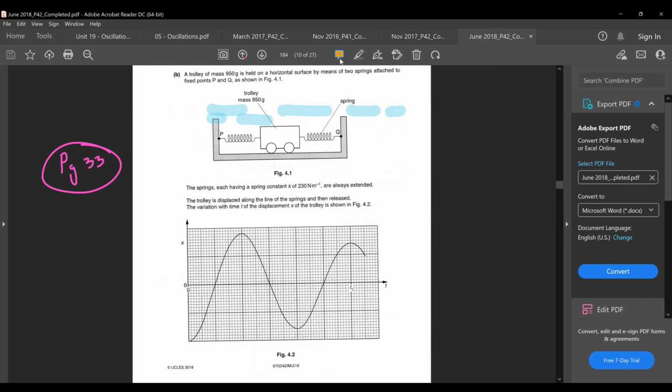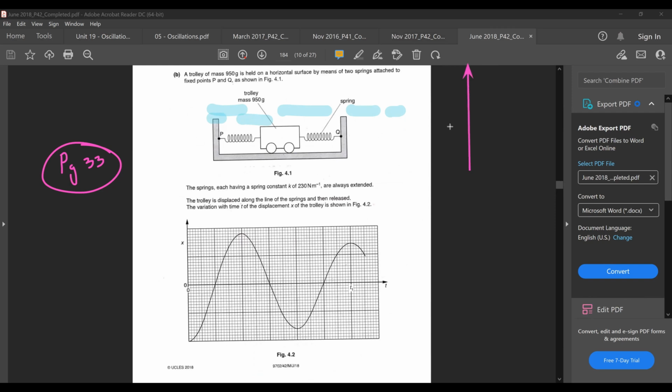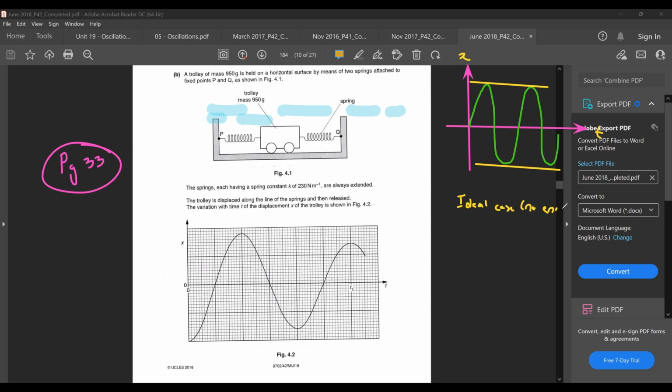Now, when you are generally talking about an oscillation, where we tell you you are interested in the graph of displacement versus time, you typically would expect it to be something like this, where your amplitude is constant. This one is an ideal case where you have no energy loss. When you have no energy loss, amplitude remains constant. Okay. Well, what if you have energy loss?